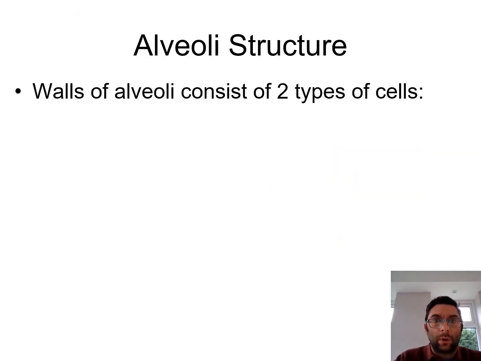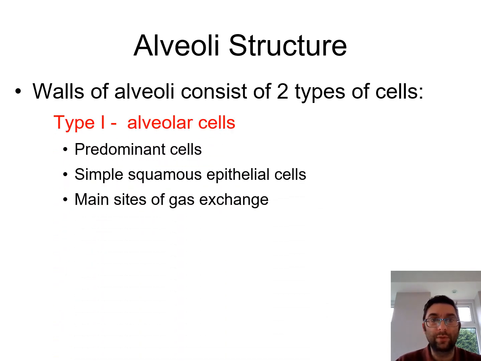Okay, so in terms of the structure of the alveoli themselves, first of all, alveoli is the plural, alveolus is the singular. So each alveolus is a cup-shaped pouch, and it's composed of two primary types of cells. The first is type 1 alveolar cells, and these are the main type of cell that make up each alveoli, and they're composed of simple squamous epithelial cells.